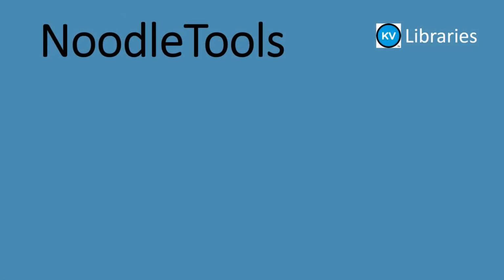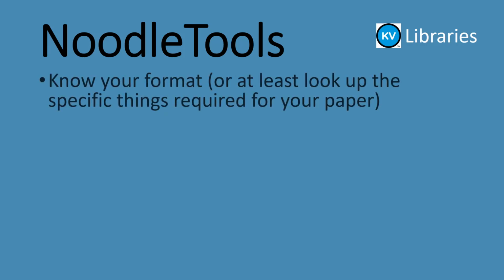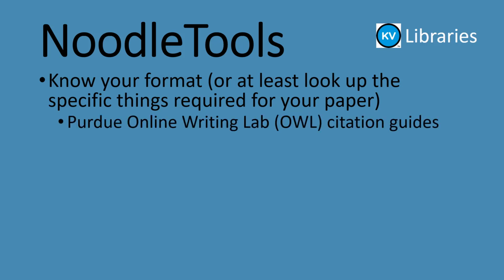NoodleTools can save you a lot of time and energy getting your list of full citations together and formatting it, and also organizing your research and writing efforts. However, it cannot really substitute for a solid knowledge of your format. Purdue's online writing lab is a great resource for looking up what you need to know to make sure everything is presented according to citation format rules. For a thorough introduction to using this resource, check out the Purdue OWL video tutorial on KVCC Library's Citation LibGuide.